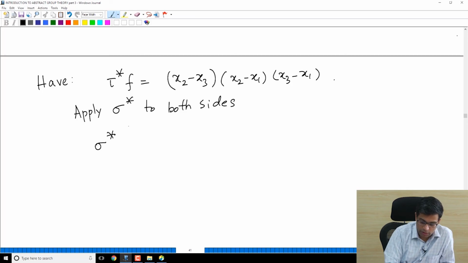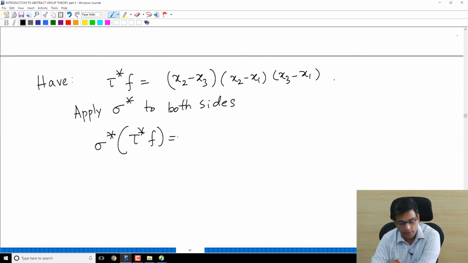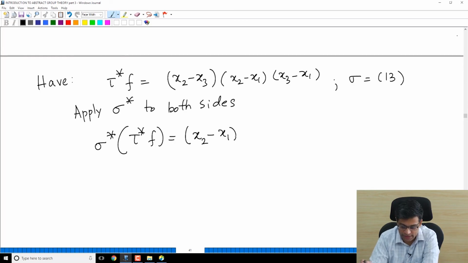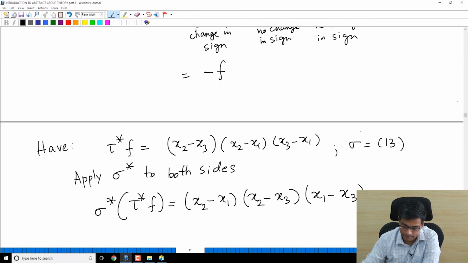So sigma star of tau star f. What is this? See, when I apply sigma star, I simply change the subscripts by sigma. And sigma was 1 3, right? So x2 minus x3, 2 is fixed under sigma, so it is x2 and 3 goes to 1, so this is x2 minus x1. Then x2 minus x1, so 2 goes to 2 and 1 goes to 3, so this is x2 minus x3. 3 goes to 1 and 1 goes to 3, so you have x1 minus x3.